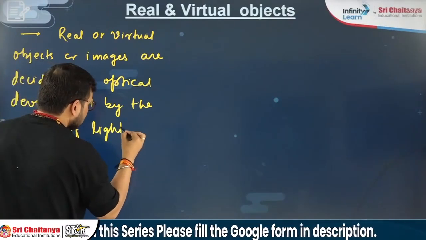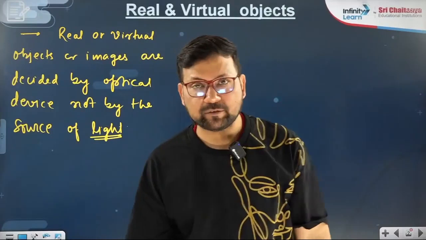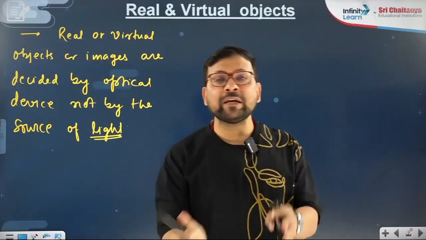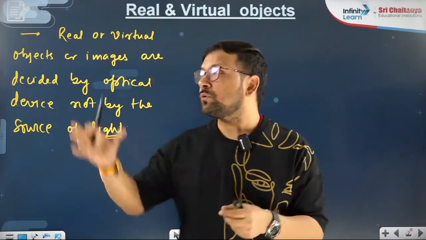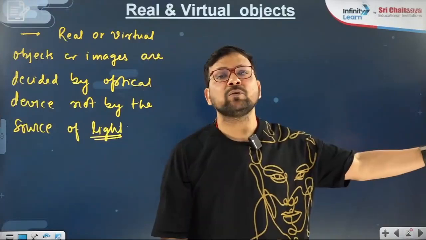Source of light may or may not be that object, because in my room some tube light is the source of light, but I am looking at some other stuff, some wall I am looking at. So the actual source of light is the tube light and I am looking at the wall.